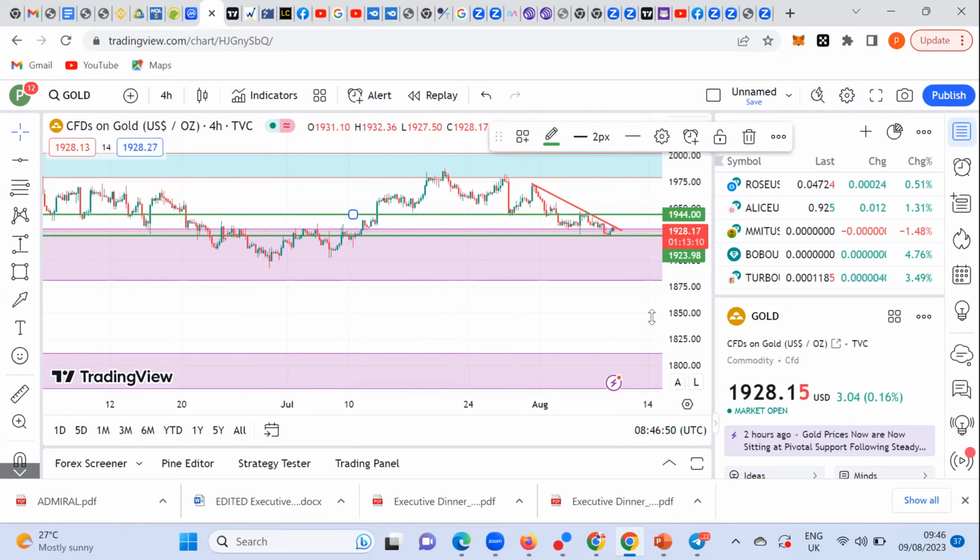So 1944 is actually the region through which you want to be trading in now. That is from 1922 to 1944. Perhaps that's where you want to be trading with. But this is a challenge. The challenge is this: you need to break out of this.